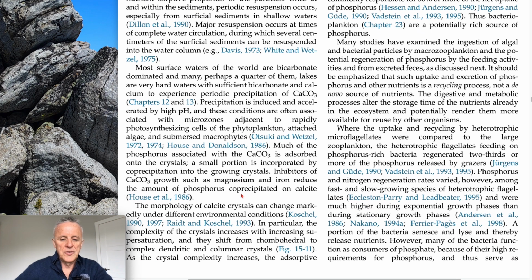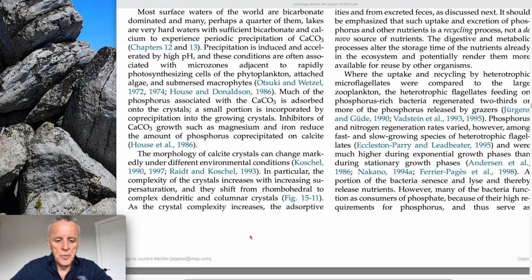Much of the phosphorus associated with the calcium carbonate is adsorbed onto the crystal. A small portion is incorporated by co-precipitation into the growing crystals. Inhibitors of calcium carbonate growth, such as magnesium and iron, reduce the amount of phosphorus co-precipitated on calcite. The morphology of calcite crystals can change markedly under different environmental conditions.